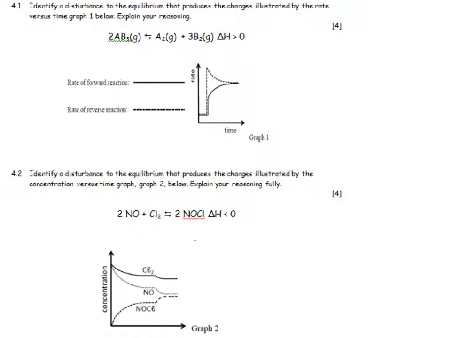Identify a disturbance to the equilibrium that produces the changes illustrated by the graph below. It's a rate versus time graph. The forward reaction and reverse reaction start off at the same rate. Something happens to hugely favor the reverse reaction, but the rate of both reactions increases. So let's write stuff that could get us marks. Both rates increase.